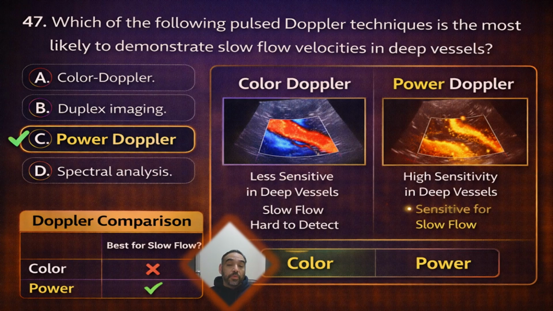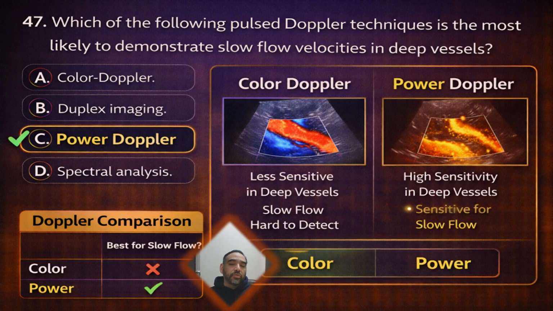I'm sorry I couldn't remove the highlight on these images. It's power Doppler. Power Doppler is the most likely to demonstrate slow flow velocities within deep vessels, and that's because power Doppler displays the amplitude, again, the strength of the Doppler signal, not the mean frequency shifts. So it's more sensitive to low flow, less angle dependent. It's better at detecting weak signals, and it's less affected by aliasing. So in deep vessels, signals are already weakened due to attenuation. Slow flow produces small frequency shifts, so power Doppler doesn't rely on velocity magnitude. It just looks at signal strength. So this makes it ideal for slow flow, deep vessel, and small vessel.